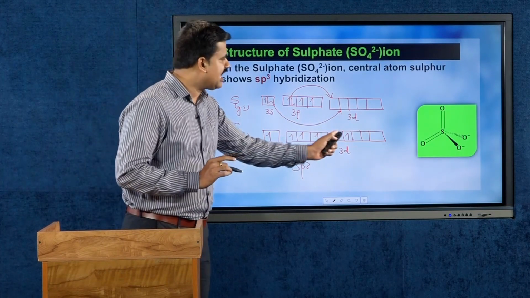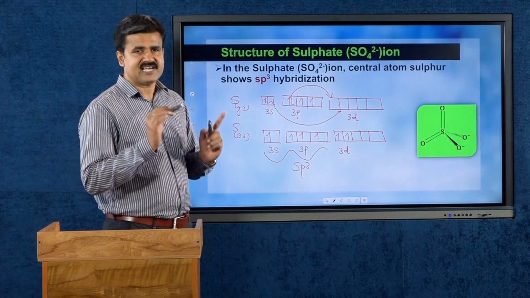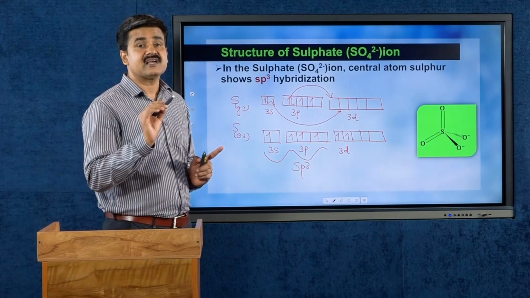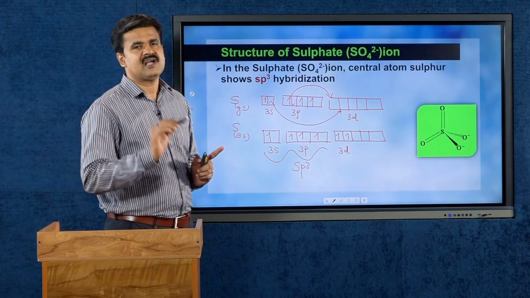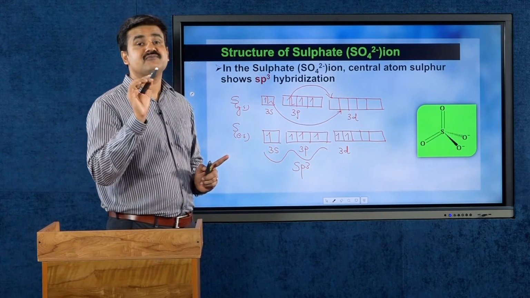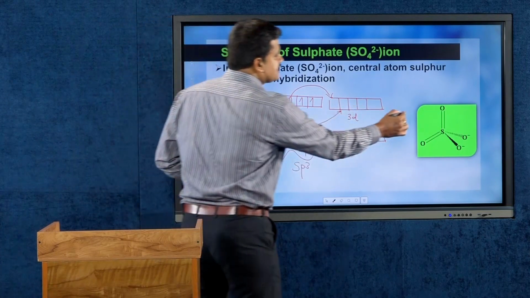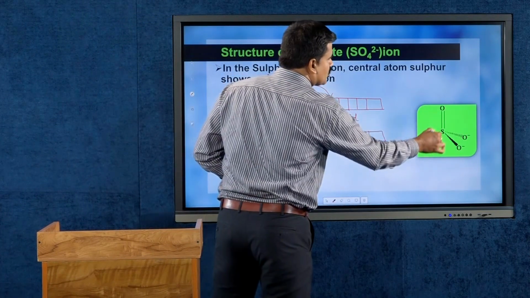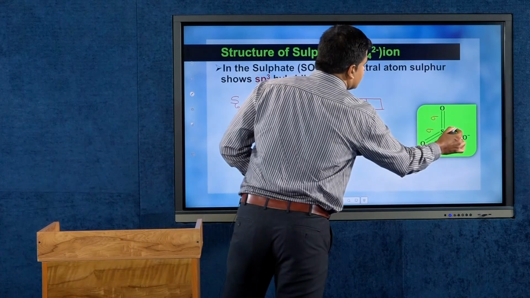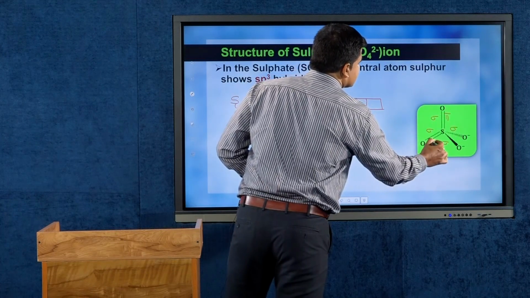and unhybridized orbitals leads to the formation of 2 pi bonds. Hence, in sulfate ion, SO4 2- ion, there are a total of 6 bonds. And in these 6 bonds, 4 are sigma bonds which are produced from 4 half-filled sp3 hybrid orbitals and 2 are pi bonds. So, in this structure, it is clear that there are a total of 6 bonds and this is sigma, this is sigma, this is also sigma, this one is the 4th sigma bond. This double bond, this is a pi bond, this is also a pi bond.